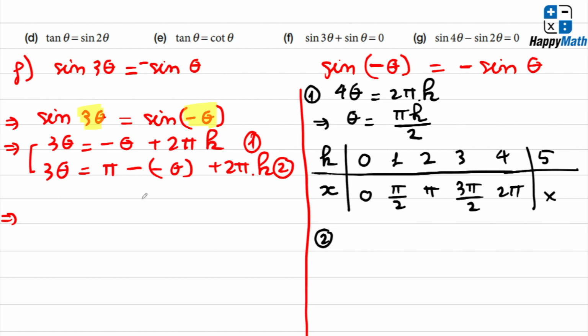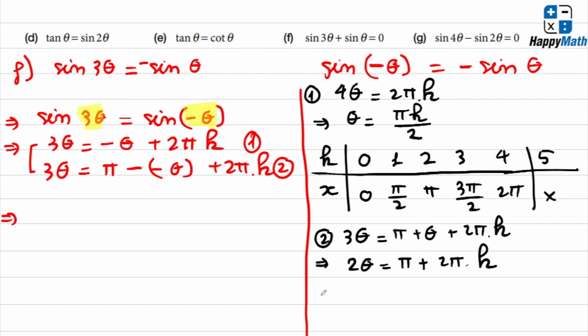How about the second one? I will get the formula up here: pi plus theta plus 2 pi times k. And then the left hand side will be 2 theta equal to pi plus 2 pi times k like this one. And theta equals pi divided by 2 plus pi times k.